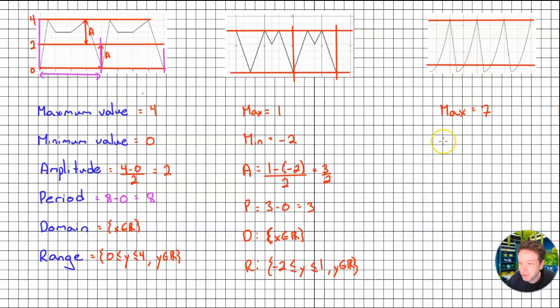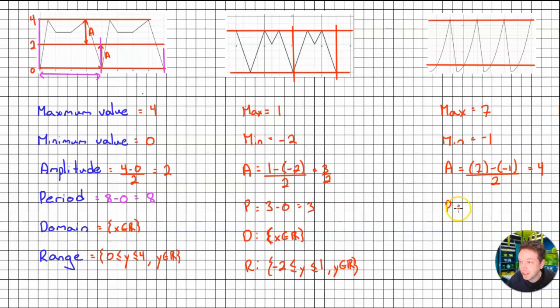And the minimum value goes down to -1. So that means our amplitude, which is 7 subtract -1, which would be 8, divided by 2 is 4.